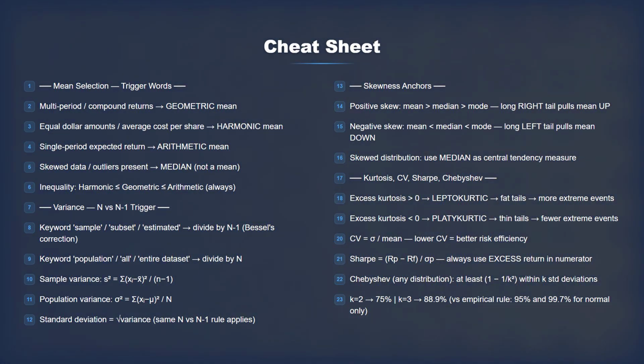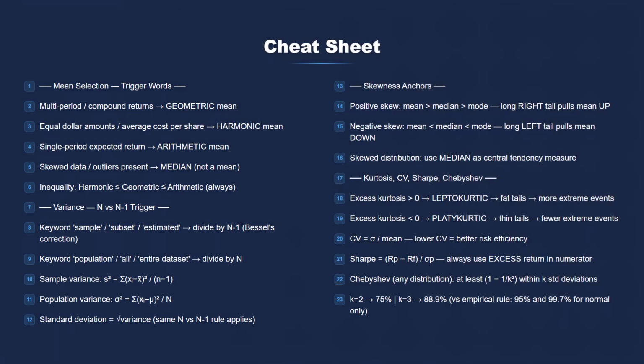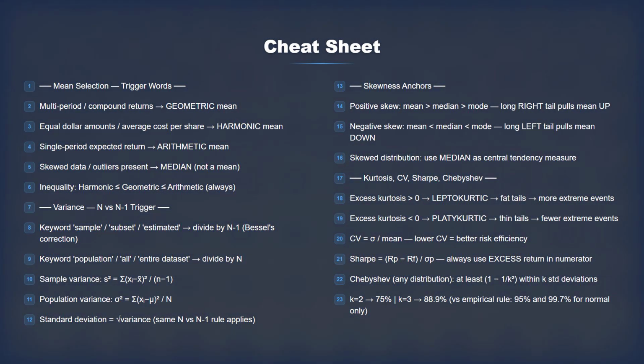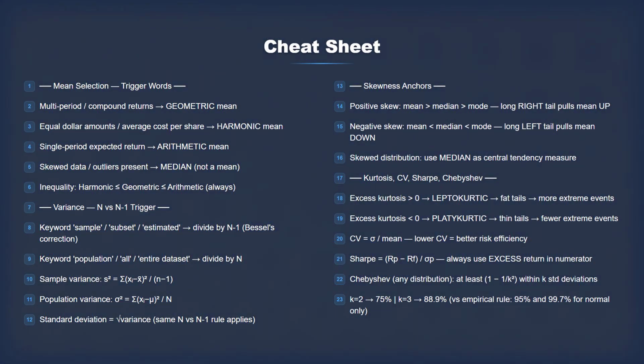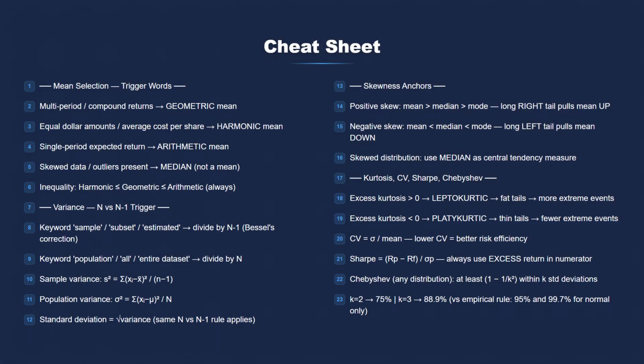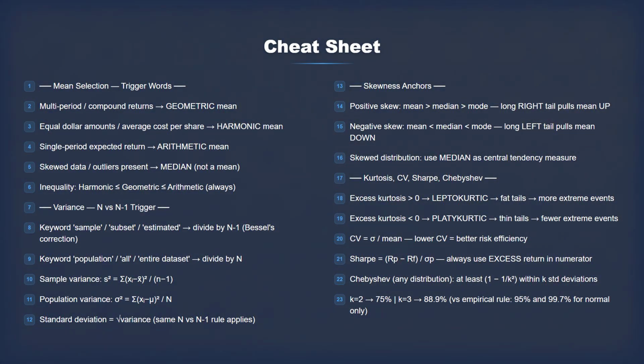Sharpe ratio. Always subtract the risk-free rate before dividing by standard deviation. CV and Sharpe, both are risk per return metrics. Lower CV is better. Higher Sharpe is better. Chebyshev trigger, unknown or non-normal distribution. Formula, 1 minus 1 over k squared.